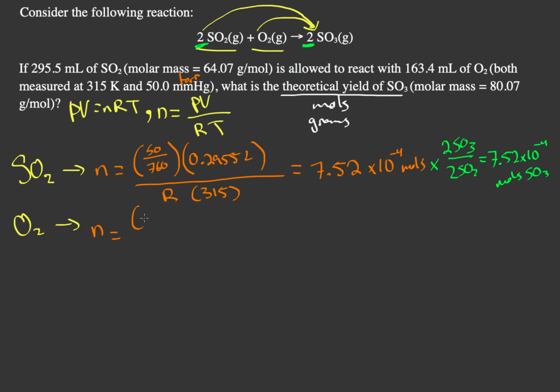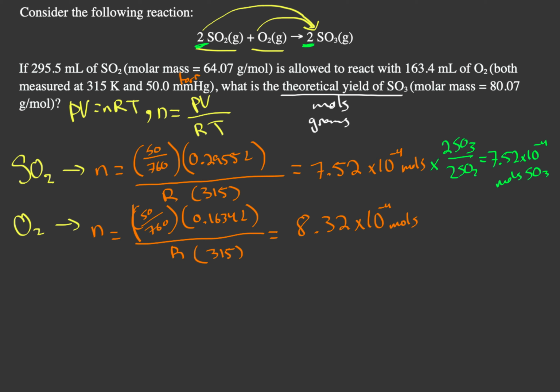So if we do the same thing, 50 over 760, that gives us our atmospheric pressure. Then we have our milliliters here, so we have to change that to liters. So we have 0.1634 liters divided by our R times our temperature, just 315. And this gives us 8.32 times 10 to the negative 4 moles.